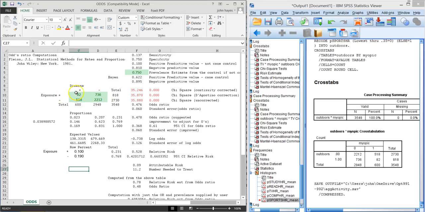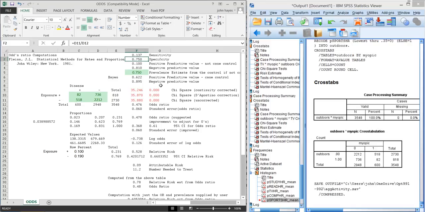Well, we get this matrix, same matrix we had before, and we look at sensitivity up here. We get it's 14% sensitive. In other words, if you say you spend over 35% of the time outside, and we know that you have myopia, then 82 divided by 600 is 0.137. Specificity is the formula when you say you don't spend it outside, and then you're truly not myopic, then the 2212 divided by 2948 is specificity, and in this case, this test is 75% specific.